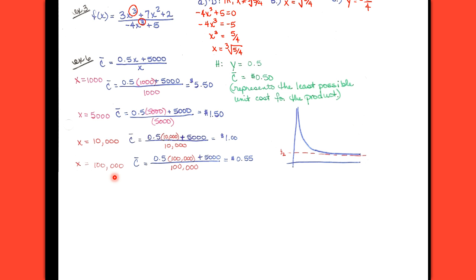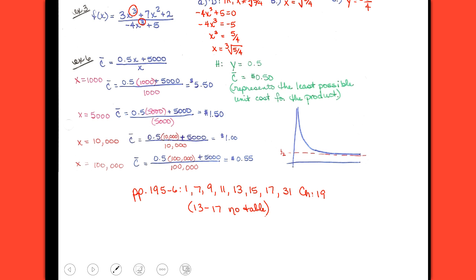Okay? All right. So for our homework tonight, on pages 195 to 196, we are doing 17, 9, 11, 13, 15, 17, 31, challenge 19. On 13 through 17, it tells you to do several things, and one of the things that it asks you to do is to create a table of values. You don't need to create a table of values for those once you've done those other things. So that's what it means by 13 to 17, no table. Okay?